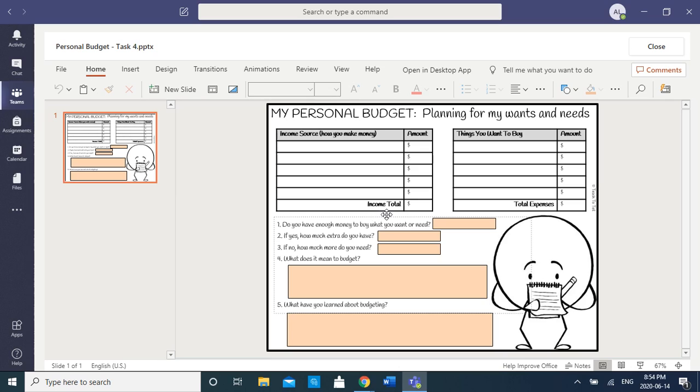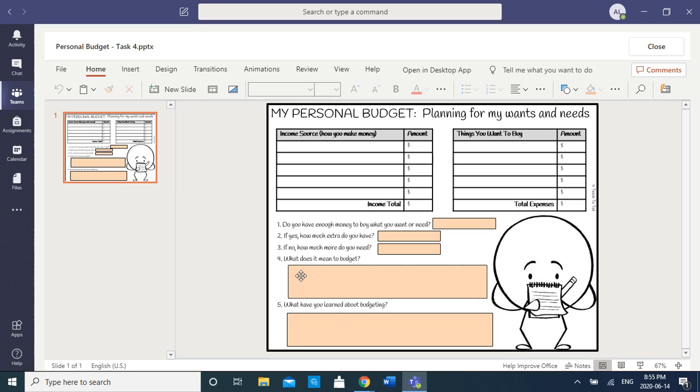Once you have those 2 charts filled in, then you can work on filling in the bottom part. The first question is just, do you have enough money to buy what you want or need? So you could compare the 2 totals. If this one is higher than what you want to buy, then of course you would have enough money. Question 2 is, if yes, how much extra do you have? So again, you could calculate that just by subtracting the 2 totals to see what you would have left over. And if no, you need to figure out how much more you need. So again, you would subtract them and figure out what's the difference between these 2 numbers? How much more do I need?